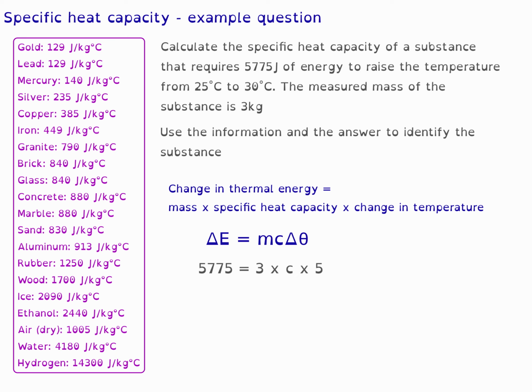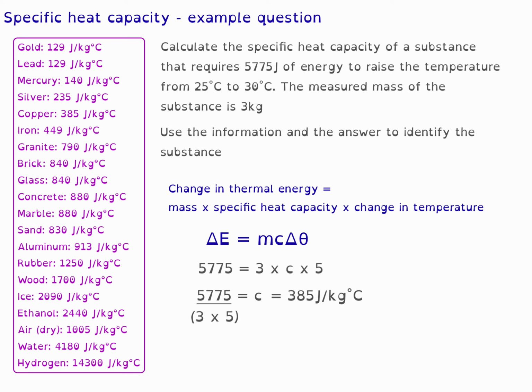We then need to rearrange our equation to make C the subject. As C is multiplied by 3 and 5, then we need to divide through by 3 and 5, not forgetting to use brackets so that our calculator gives us the right answer. And that leaves us with 5,775 divided by brackets 3 times 5, close brackets. This will equal C, our specific heat capacity, and when we use our calculator, we get our final answer of 385 joules per kilogram degree Celsius.